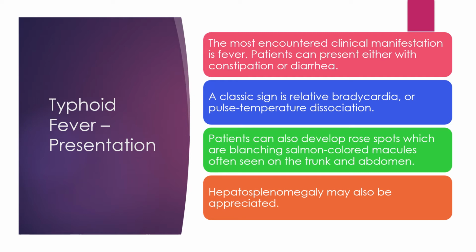The most common symptom is fever. And GI involvement, interestingly, can present with either constipation or with diarrhea. Another notable association with typhoid infection is a relative bradycardia or a pulse-temperature dissociation. And patients can also present with, as we have heard, rose spots, which are blanching salmon-colored macules that often appear on the trunk or the abdomen. And depending on involvement and extent of disease, you can appreciate hepatosplenomegaly.